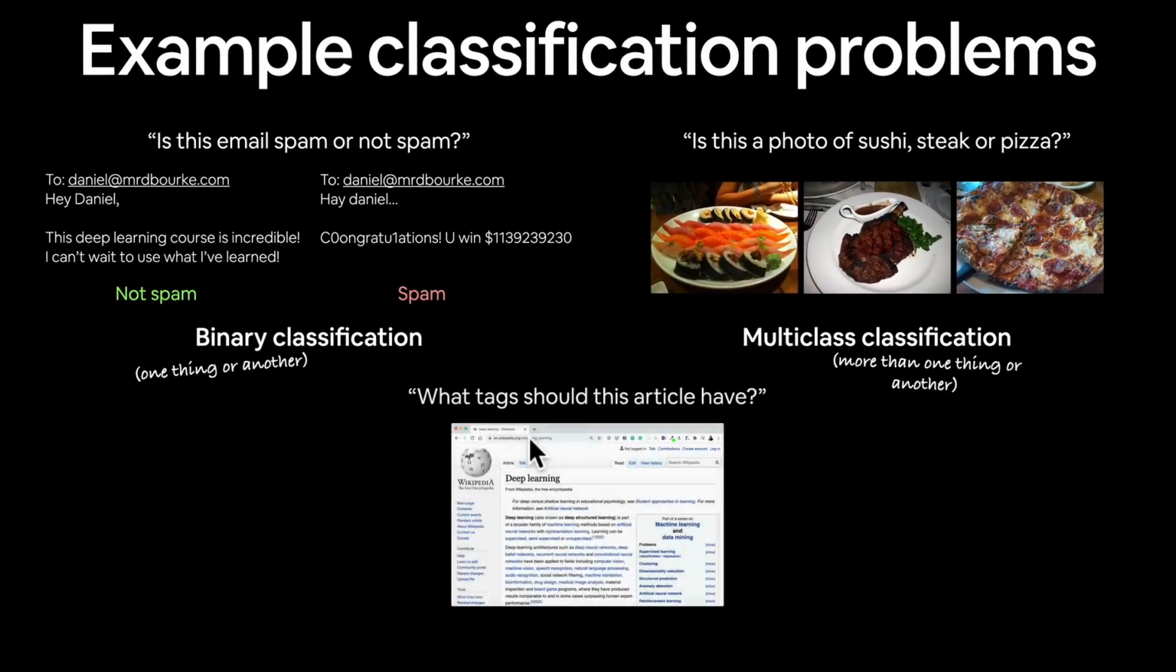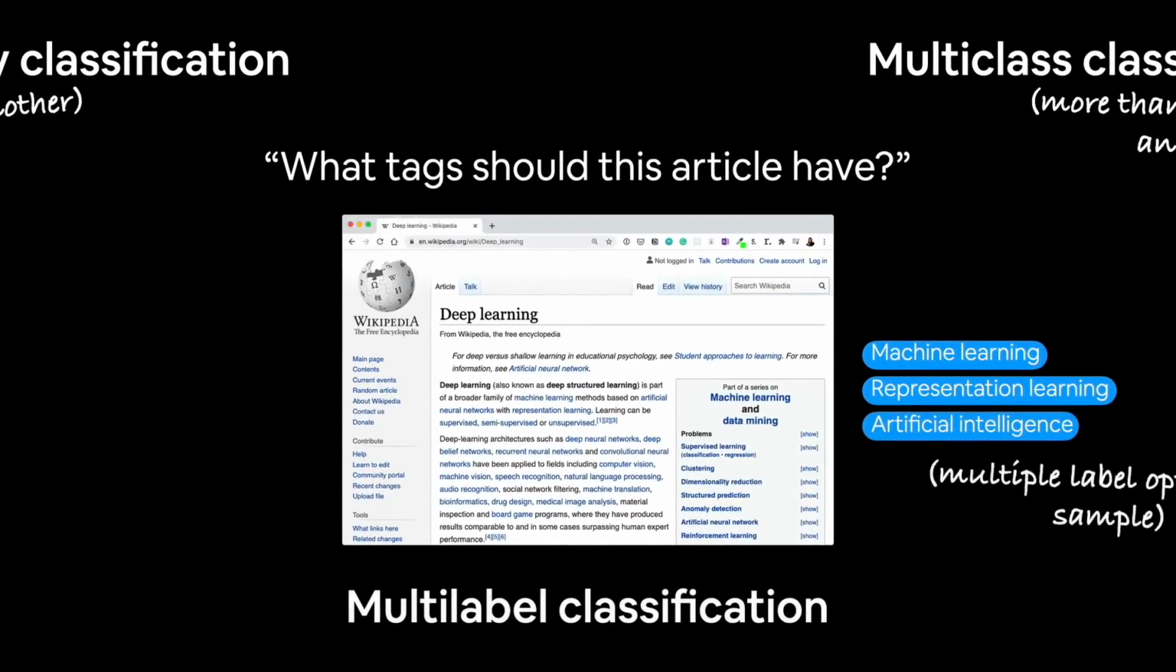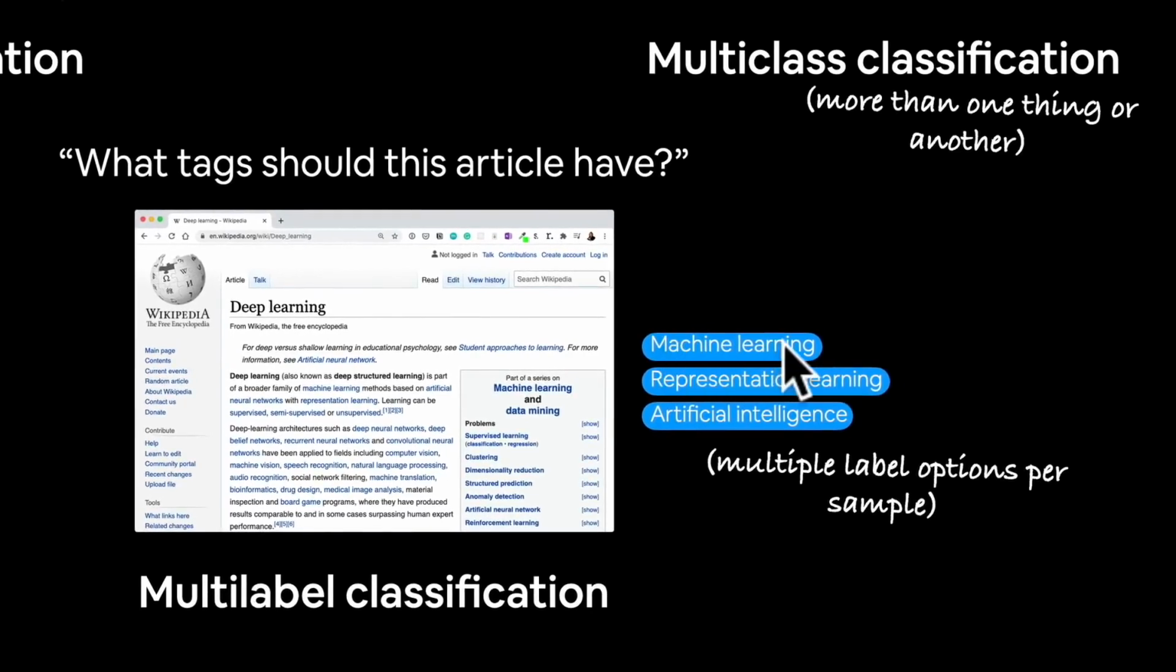And finally, another very common classification problem would be if you are asking, what tags should this article have? So here we have the deep learning article from Wikipedia. Now, if you're Wikipedia, you want to sort your articles, because you have millions of them, into different categories. And so just labeling it with one category, such as deep learning, may not be enough. You want to relate it to other things, such as machine learning or representation learning, or artificial intelligence. So in this case, multi-label classification.